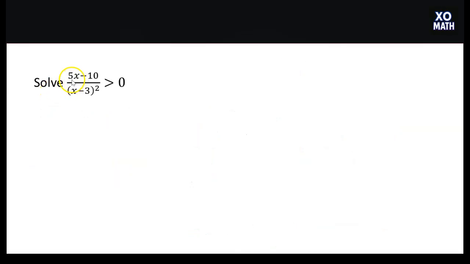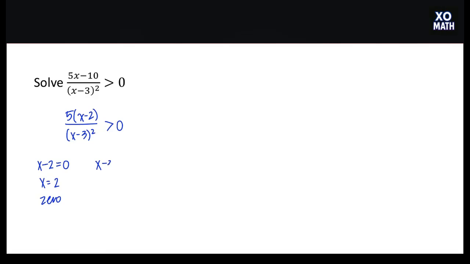Now let's solve the rational inequality 5x minus 10 over quantity x minus 3 squared. When is that greater than 0? Well, I can factor the 5 out of the numerator, so I have 5 times the quantity x minus 2 over x minus 3 squared. When is that greater than 0? So we set the numerator equal to 0 to find zeros. Well, that's just setting x minus 2 equal to 0 since 5 can't equal 0. So I get x equals 2 is a 0.